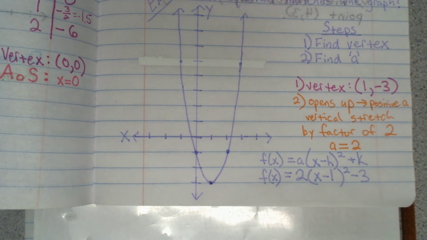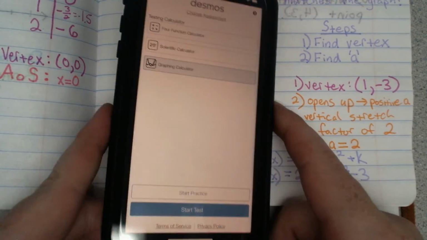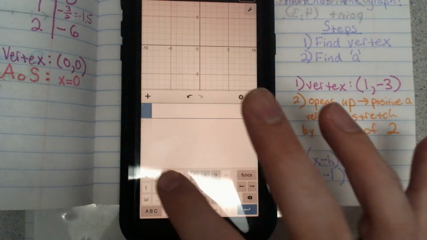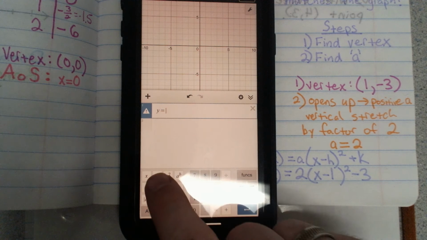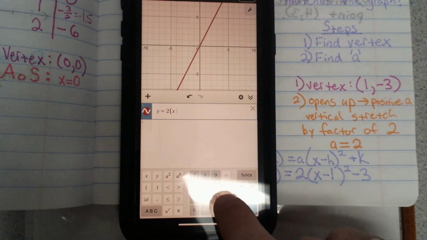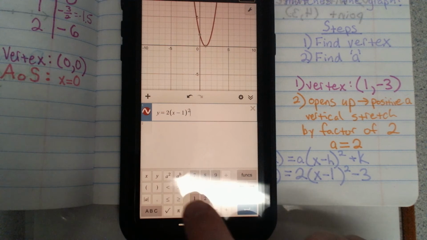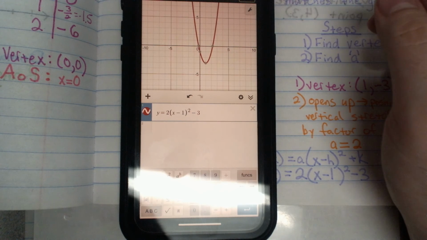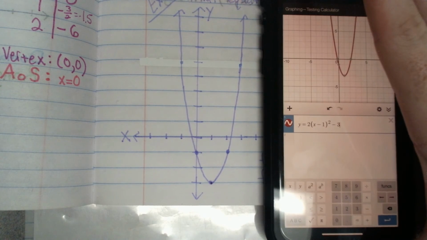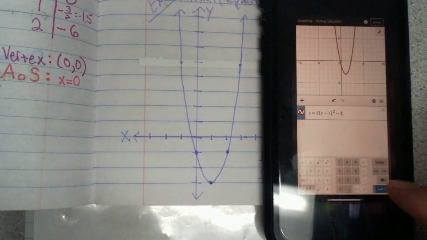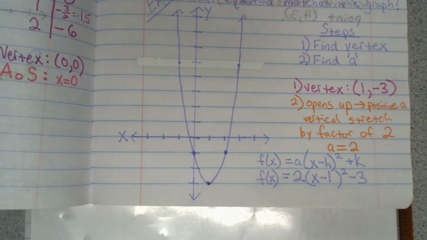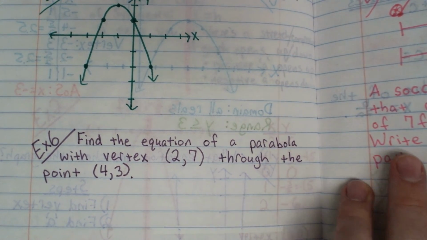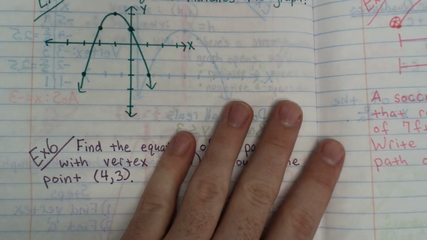And then we can check on, not Wolfram Alpha, on Desmos as well. So y equals 2 times the quantity x minus 1 closed quantity squared, all minus 3. And again, that looks just like what we have here. So I feel pretty good about my answer there. Then there is one more example I want to do today. We are going to do example 5. We are not going to do example 6.